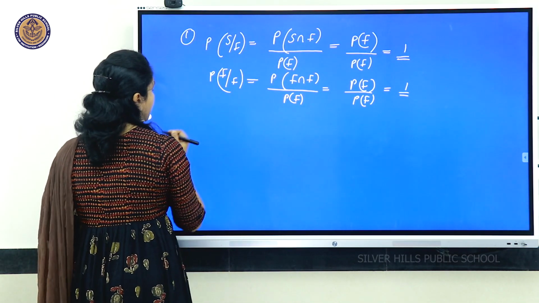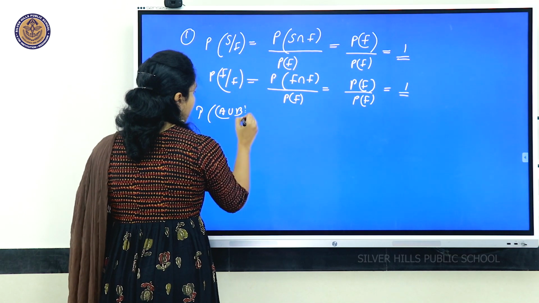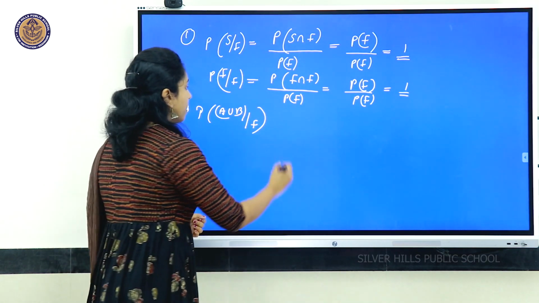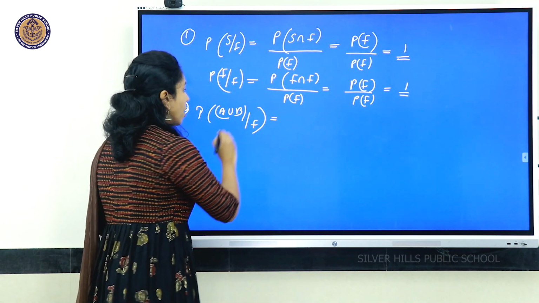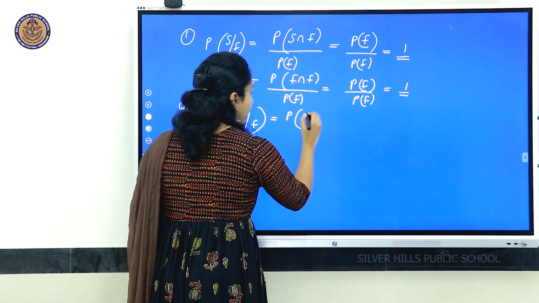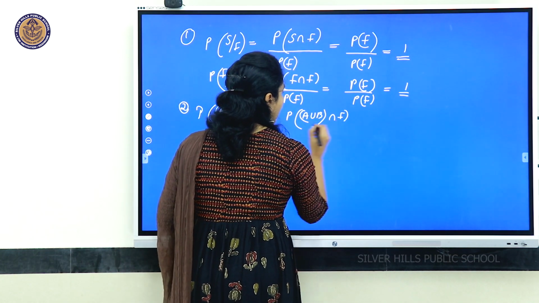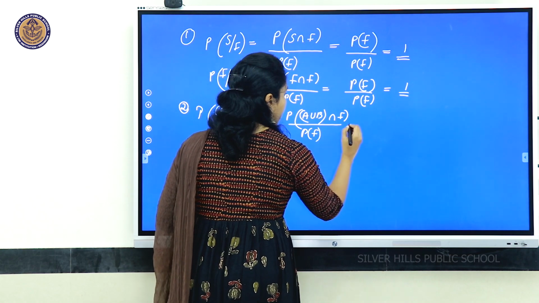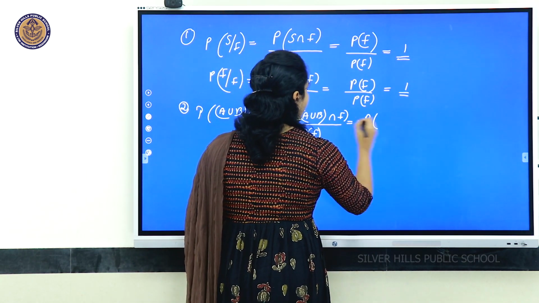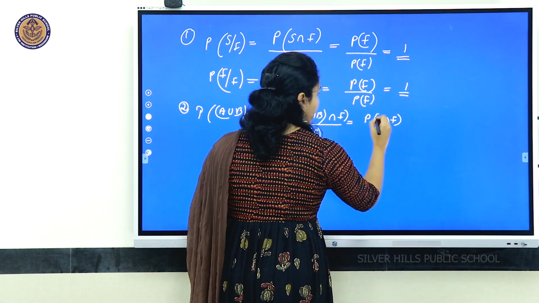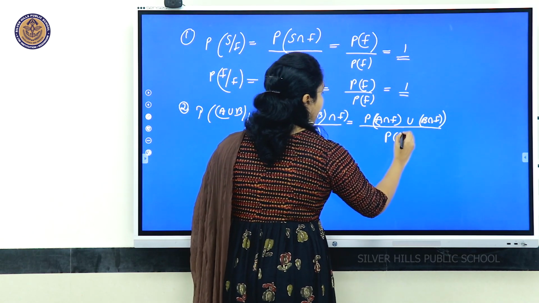This was the first one, first property. Coming to the second property. P of A union B given F is equal to, here in the numerator you have A union B and in the denominator it is F, that is the only difference. So this is equal to P of A union B, club it together, intersection F, divided by probability of F. Now just apply the distributive property, just open the bracket. So we get P of A intersection F union B intersection F divided by P of F.